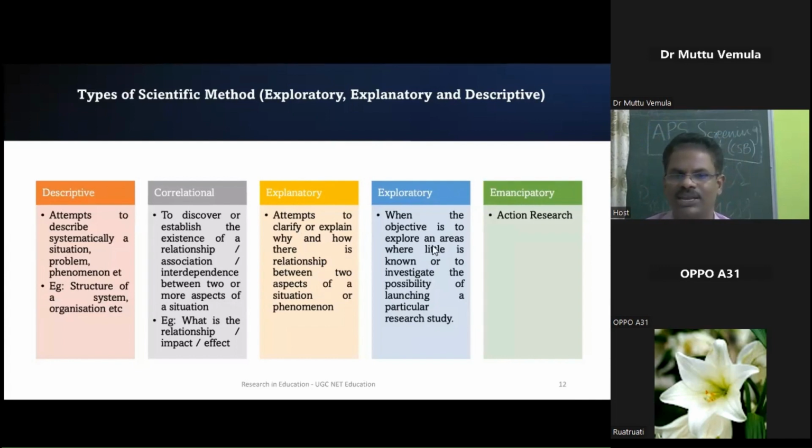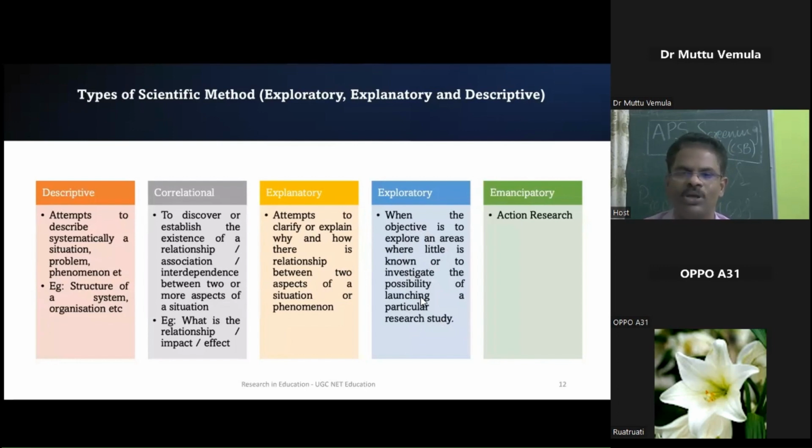All right. Then exploratory. What is this exploratory? When the objective is to explore an area where little is known, or to investigate the possibility of launching a particular research study. When you are taking the research study new, afresh, novel, not many studies or almost no studies are there in that area.